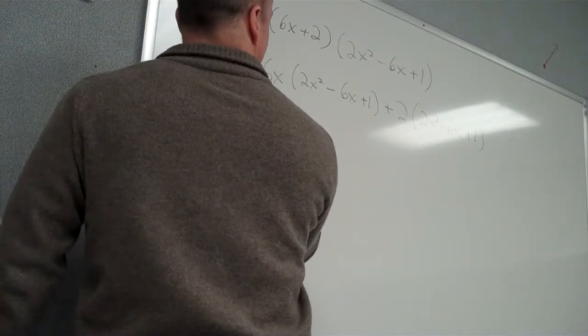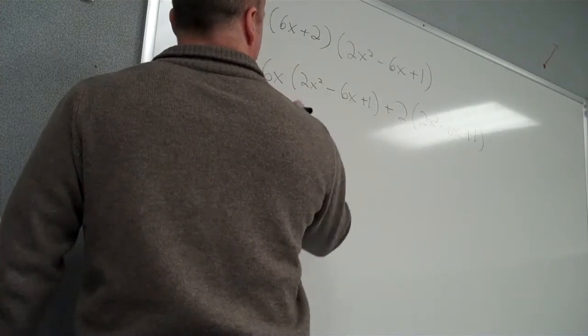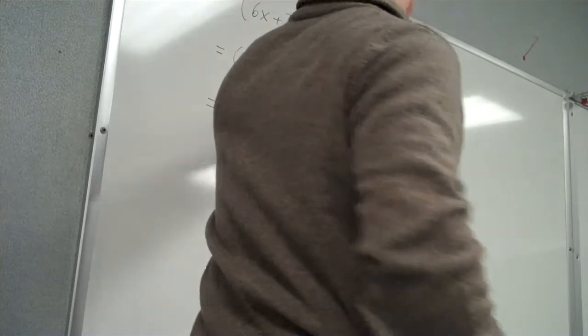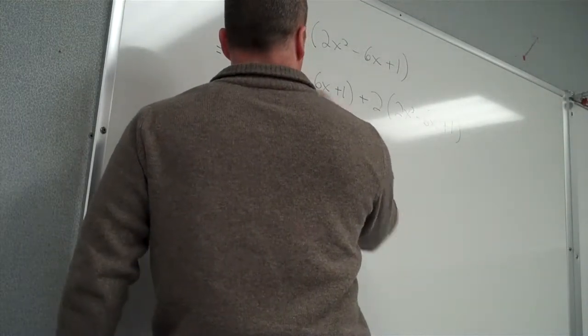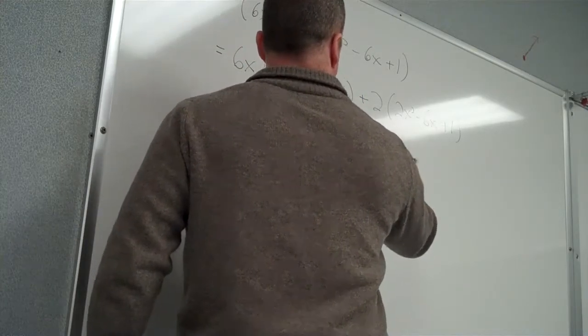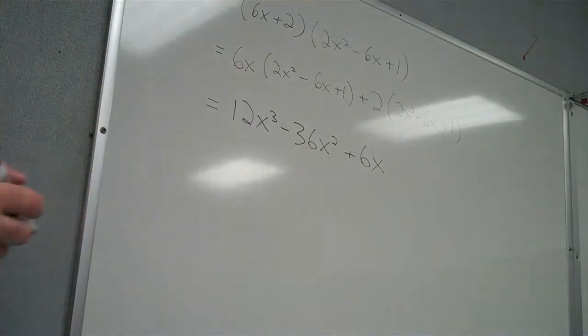The only thing I did differently here was I do this step in columns. So 6 times 2 is 12. X times x squared is x cubed, right? Okay. 6x times minus 6x gives me minus 36x squared. And 6x times plus 1 gives me plus 6x. Did I distribute 6x through the polynomial correctly?